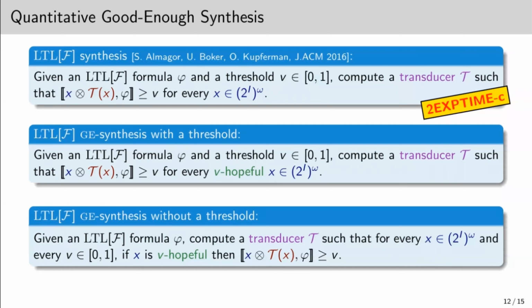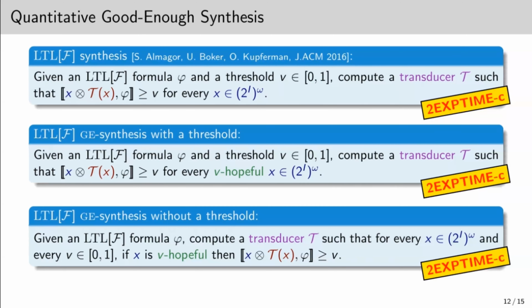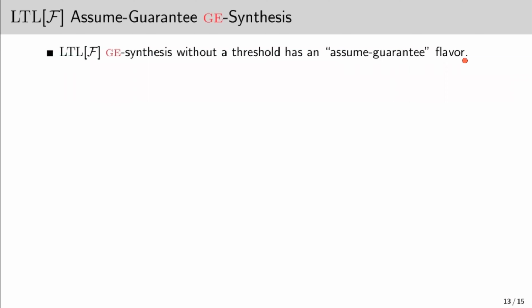Complexity. The complexity of this problem is 2EXPTIME-complete. Of course it is. Now let's look again at this problem. We see that in a way, the transducer here gives a different guarantee of satisfaction value depending on how hopeful the input is. This has an assumed guarantee flavor, which we want to extend a bit. Instead of considering the Boolean assumption, is x v-hopeful, and responding with the Boolean guarantee, satisfy with value at least v, we can combine the hopefulness and the satisfaction value in a quantitative manner.